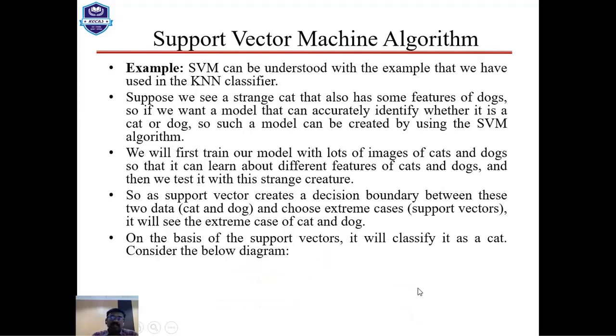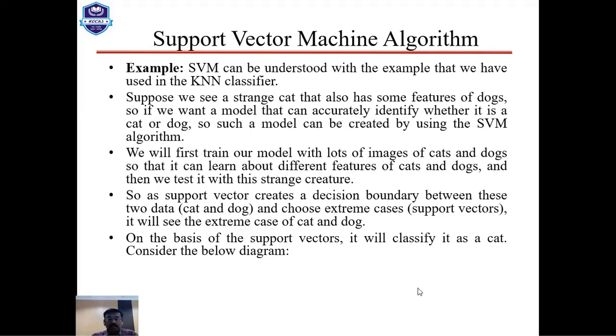Example: SVM can be understood with the example that we have used in the KNN classifier. Suppose we see a strange cat that also has some features of dogs, so we want a model that can accurately identify whether it is a cat or dog. Such a model can be created by using the SVM algorithm. We will first train our model with lots of images of cats and dogs so that it can learn about different features of cats and dogs, and then we test it with this strange creature.